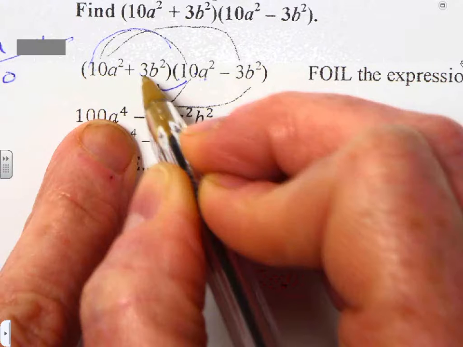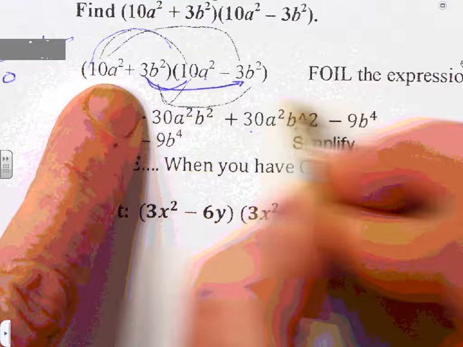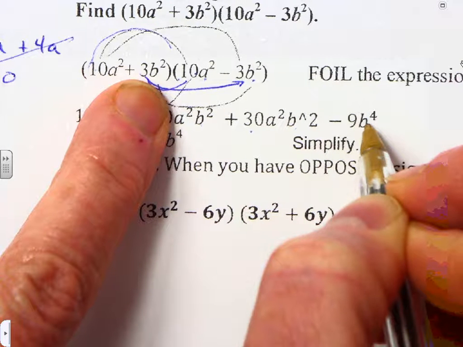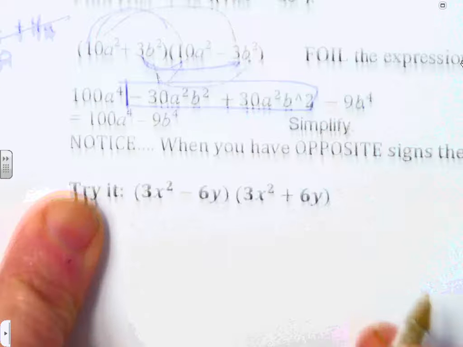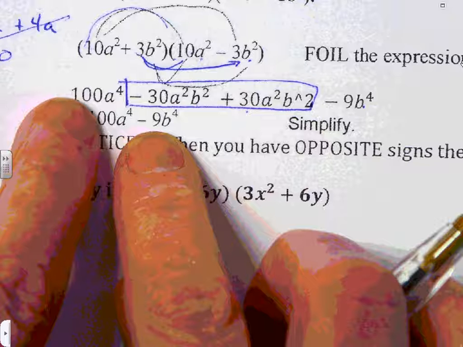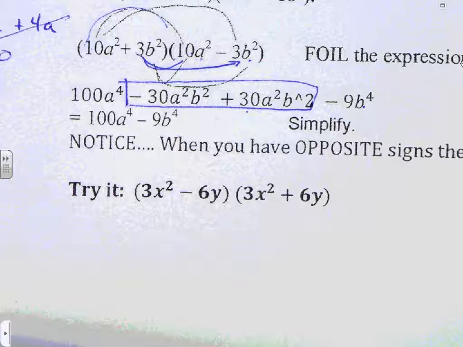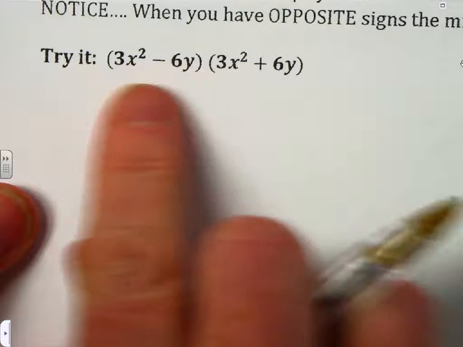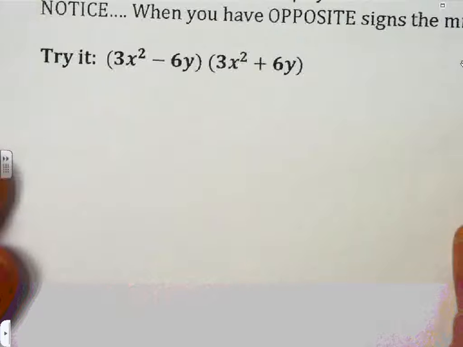And then your last term, positive 3 times a negative 3 makes a negative 9. B squared times b squared makes b to the 4th. Notice that these guys are absolute opposites. They cancel each other out, and you're left basically with the first term and the last term, and that's it. So the shortcut on this one is really, really handy if you recognize it. Let's see if we can make it happen here using the shortcut. Then I'll do it the long way to prove it to you, okay?